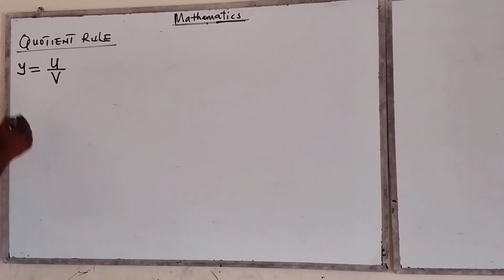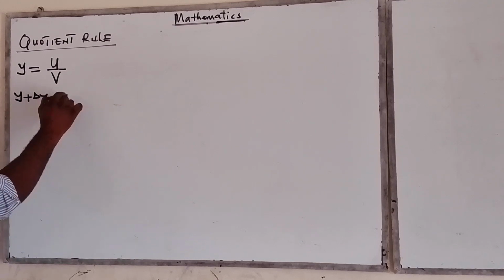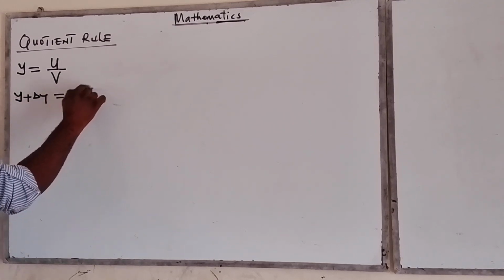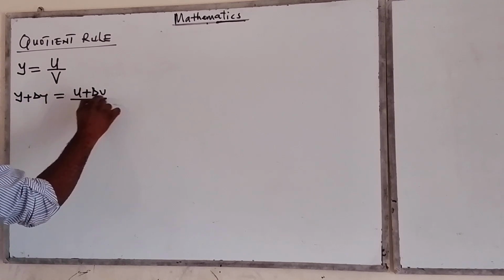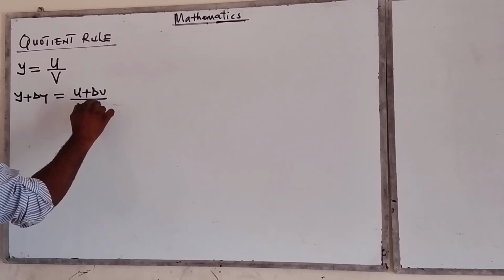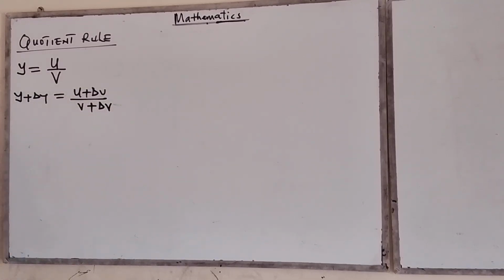So it therefore means that a change in y, y plus delta y, will be equal to u plus delta u all over v plus delta v. Yes, y plus delta y is equal to u plus delta u all over v plus delta v.